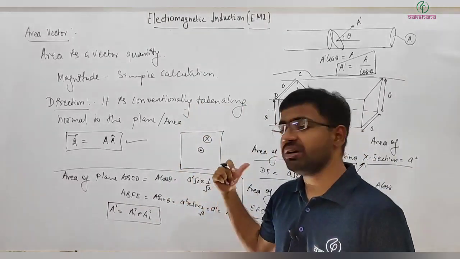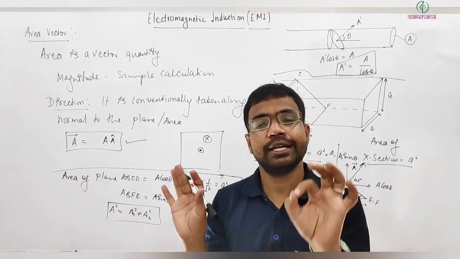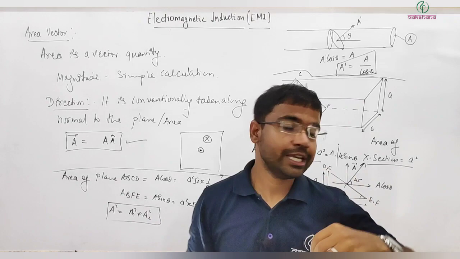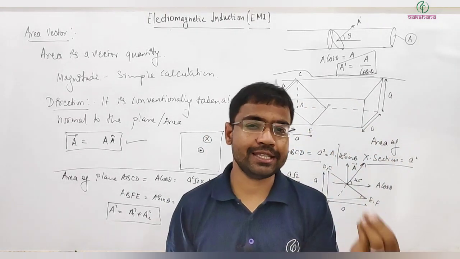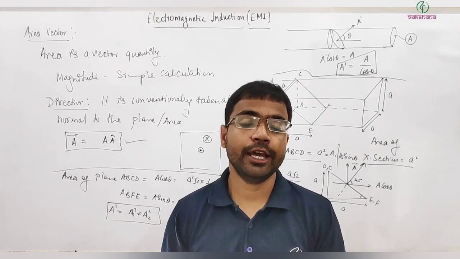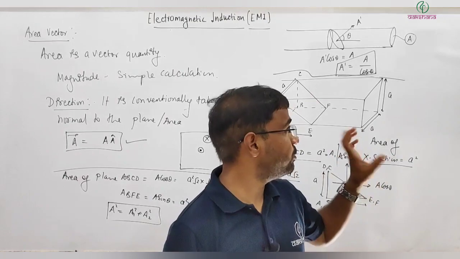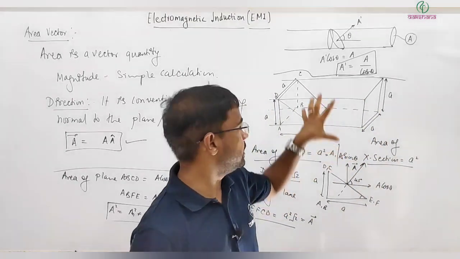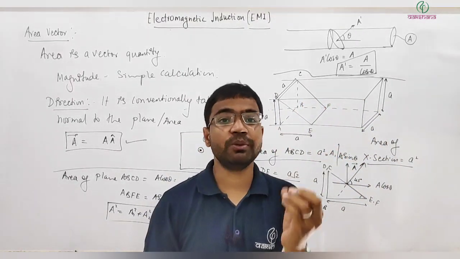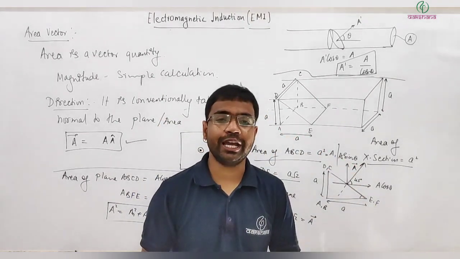So I hope you got a little bit about the area vector. Read more about it if you are still having confusion. Otherwise you don't need much more, but you should know these things, because I will be writing a few relations. Then you may be wondering how I wrote A cos theta as B ds cos theta. I hope by this time, if you are understanding this, you will not be wondering about that point. Okay, so this is just a little bit about the area vector.